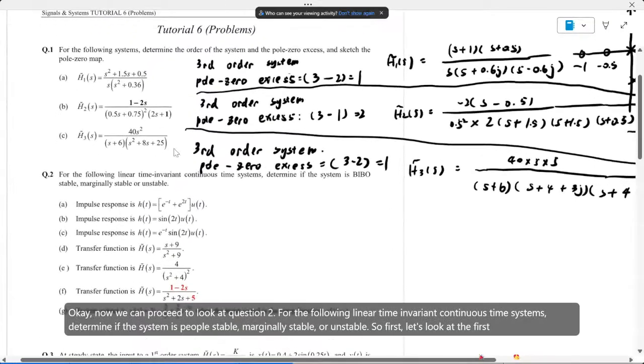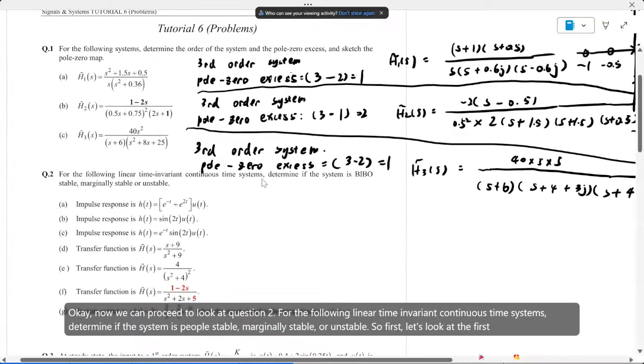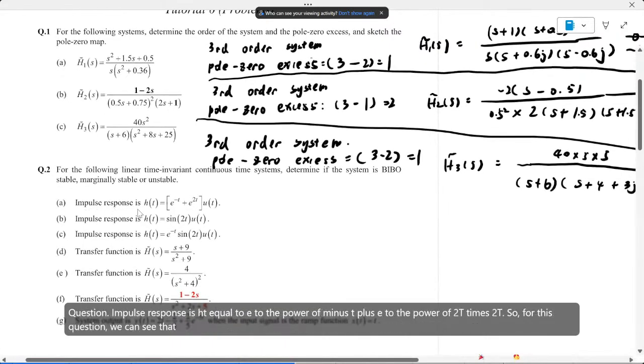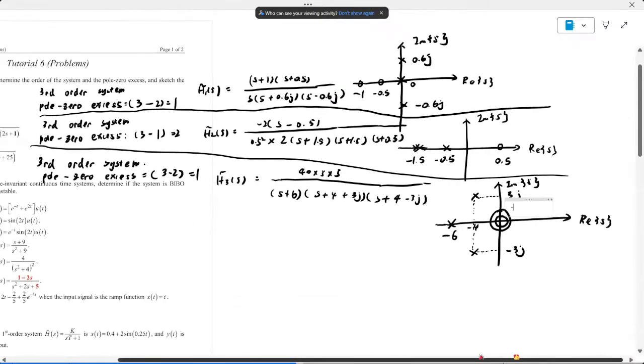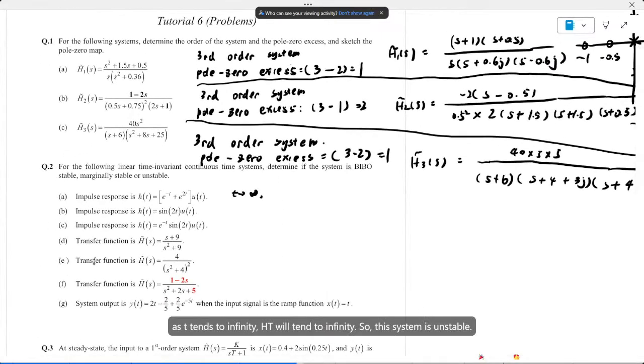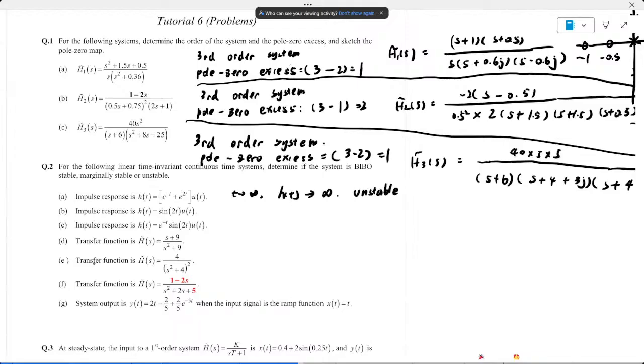Okay. Now we can proceed to look at question 2. For the following linear time invariant continuous time systems, determine if the system is stable, marginally stable, or unstable. So first, let's look at the first question. Impulse response is h(t) equal to e to the power of minus t plus e to the power of 2t times u(t). So for this question, we can see that as t tends to infinity, h(t) will tend to infinity. So this system is unstable.